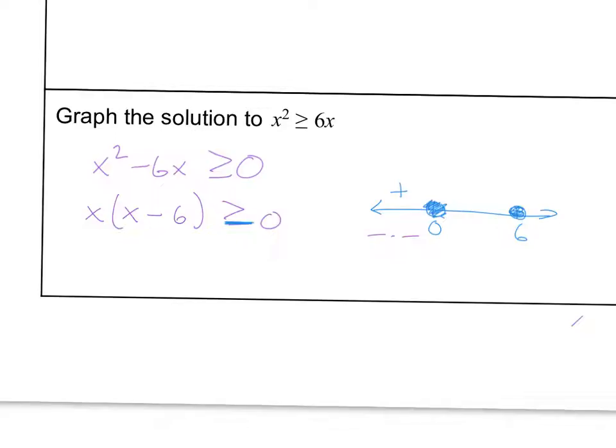I'll move to this region. I need a number between 0 and 6. So I'll pick 1. And again, I'm going to pick a specific number, but I do not care about the value, just the sign. So if I plug 1 into here, it'll be positive. And if I plug 1 into here, it'll be negative.